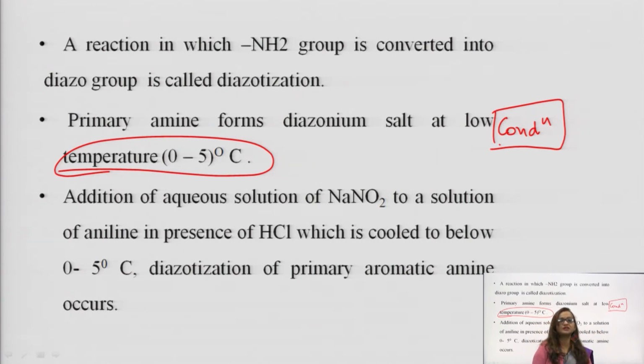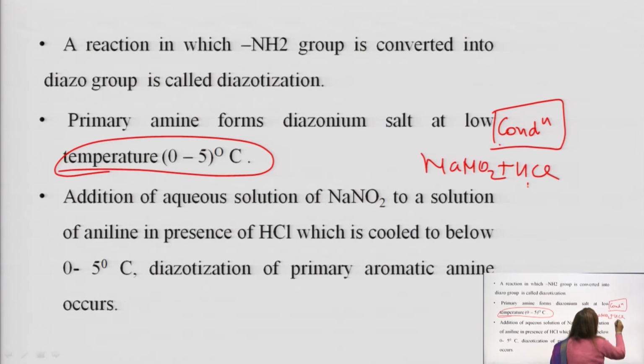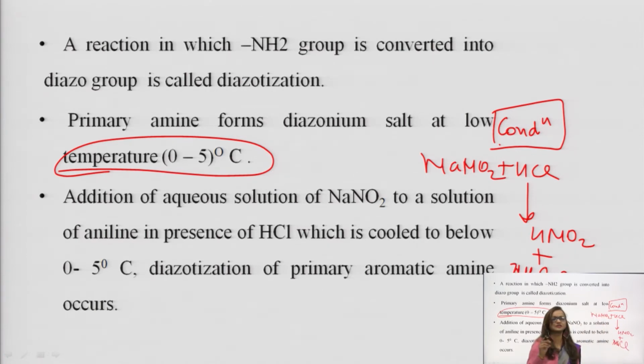Now the question is, what is the formula for synthesizing that nitrous acid? It's very simple. When a solution of sodium nitrite is treated with HCl, it is converted into HNO2 plus NaCl. This is the formula.